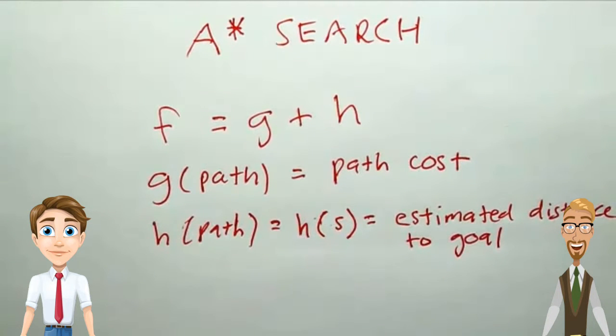The title of this page is A-star search. The first line is f equals g plus h. The second line is function g of path equals path cost. The third line is function h of path equals h of s equals estimated distance to the goal.